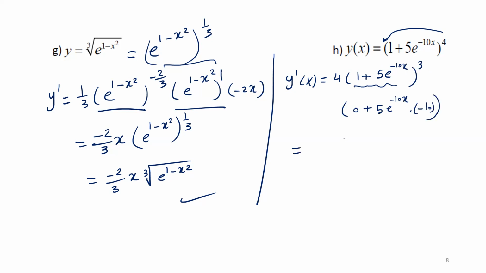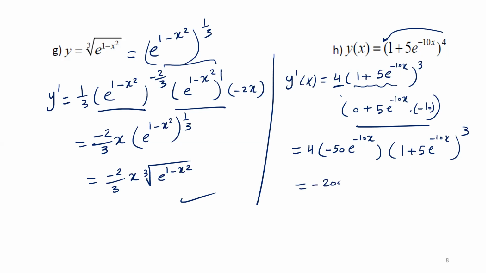So the answer is really this: the first number is 4, and I have here 5 times negative 10, which is negative 50, e to the negative 10x. I multiply this by 4 and finally write the bracket: (1 plus 5e to the negative 10x) all to the power of 3. You can write negative 200, multiplying 4 by negative 50, e to the negative 10x, times the bracket (1 plus 5e to the negative 10x) all to the power of 3.